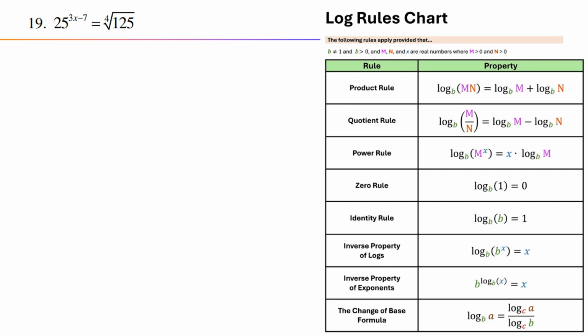As we look at 25 and 125, we're thinking about the base 5. 5 squared, that is 25, and then we have 5 cubed, that is 125. So we will rewrite this one as 5 squared, and then outside we still keep the exponent 3x minus 7.